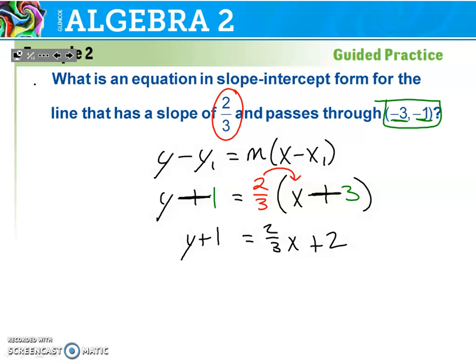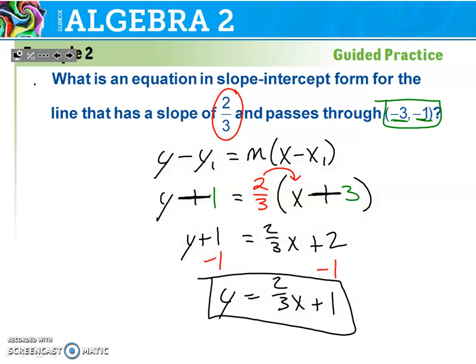Okay, so we're all good there. Got y plus 1 equals 2/3 x plus 2. I then need to subtract 1. Subtract 1, I get y equals 2/3 x plus 1. So y-intercept of 1 again. Okay? So pretty simple with our point slope form.